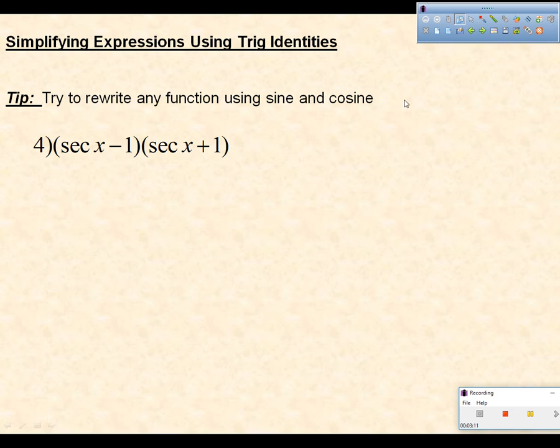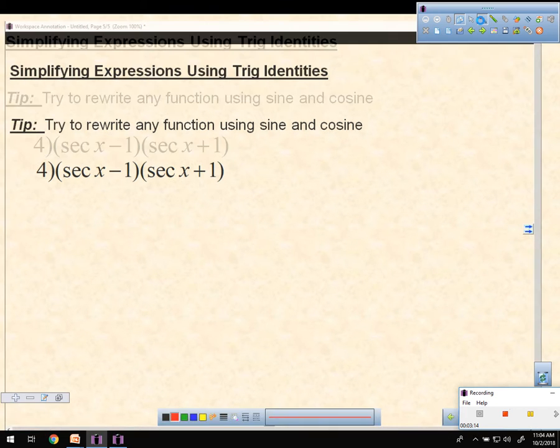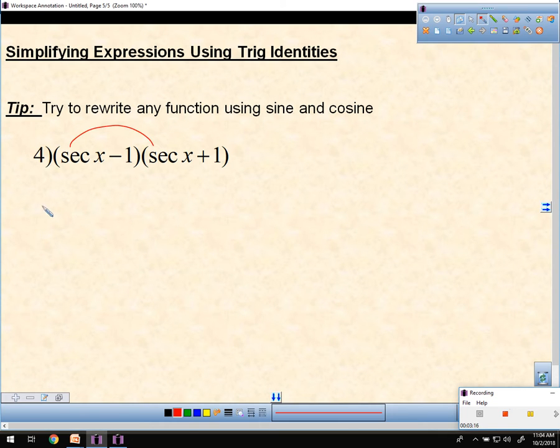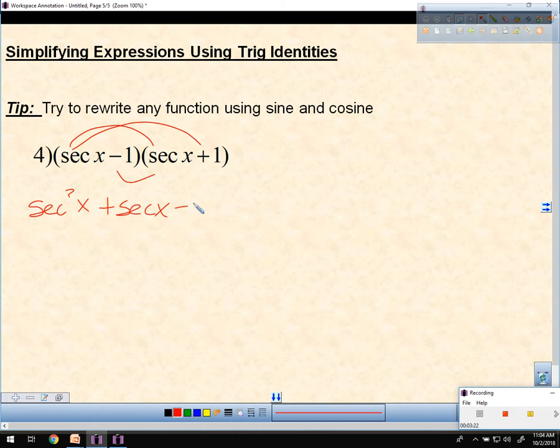Alright, for number 4, it looks like I'm going to have another FOIL problem. Secant x times secant x is secant squared of x. Secant x times 1 is secant of x. Negative 1 times secant is negative secant of x. And negative 1 times positive 1 is negative 1. Again, the two inner terms cancel, which leaves me secant squared of x minus 1.